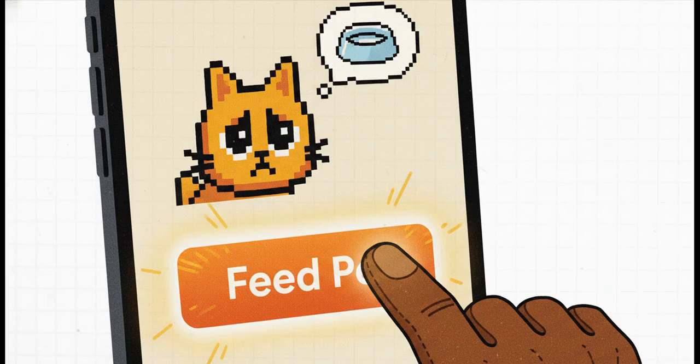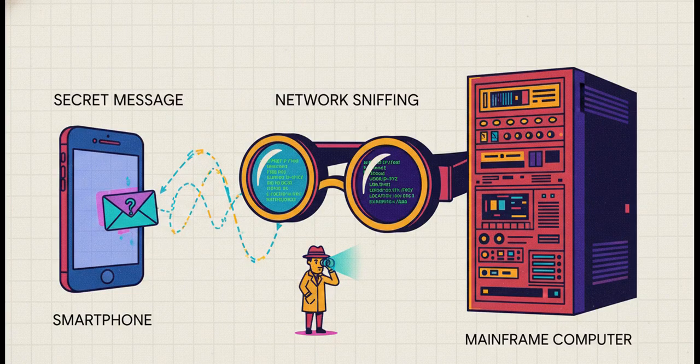Our little pet looks hungry, so we're going to do a simple thing. We're just going to tap the Feed Pet button. Easy peasy, right? But behind the scenes, something magical is about to happen. Zing! The moment we tap that button, our phone sent a secret message flying through the internet, all the way to the big mainframe computer. It's like a secret note being passed in class.